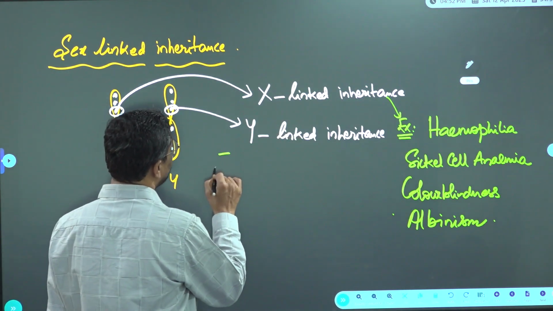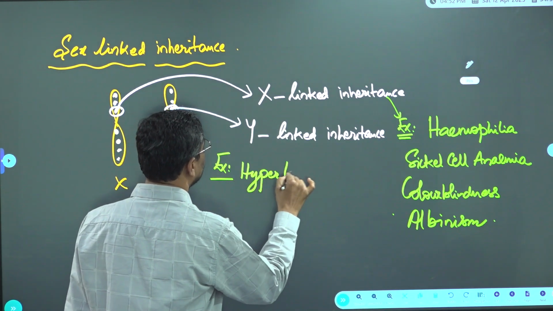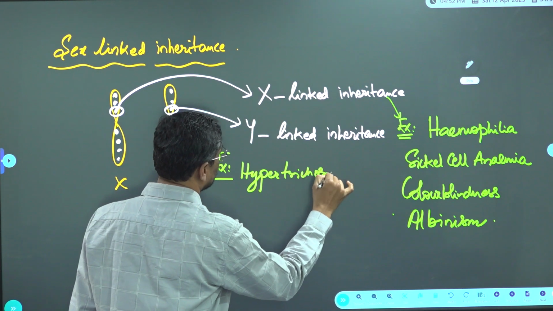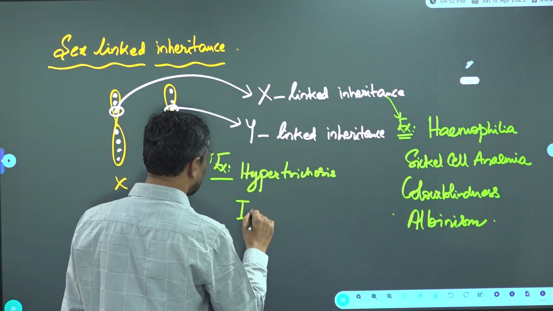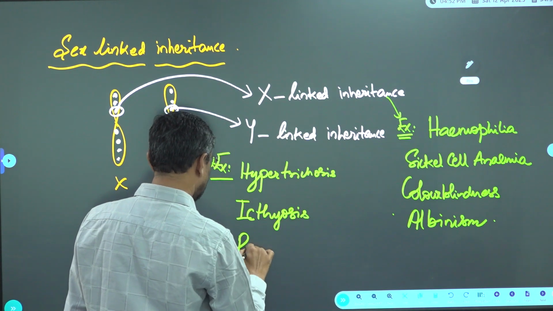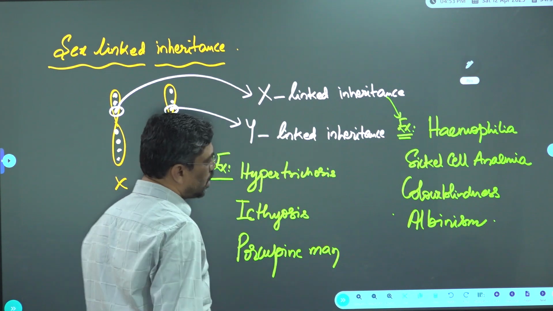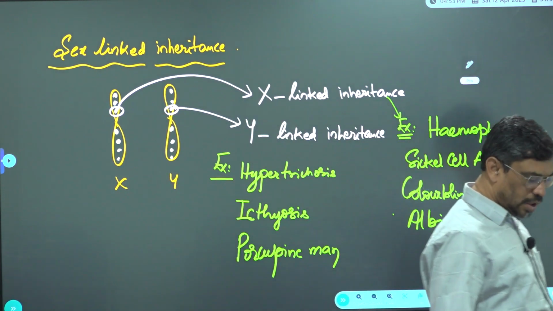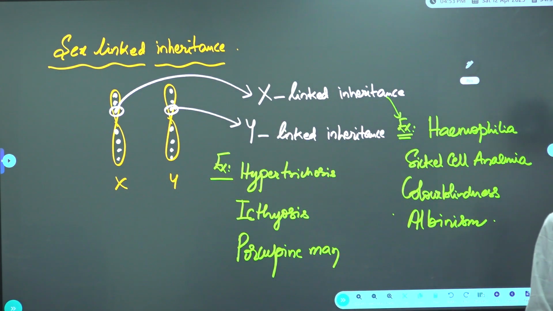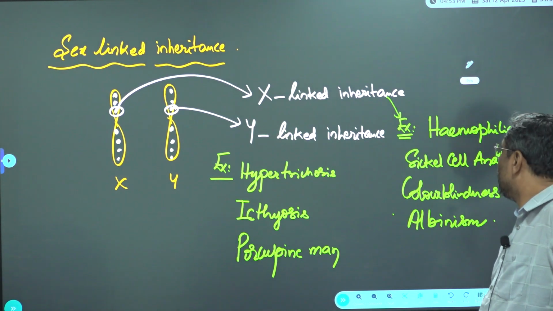And examples of Y-linked inheritance: hypertrichosis, ichthyosis, and porcupine man. You remember these examples. What is hemophilia?